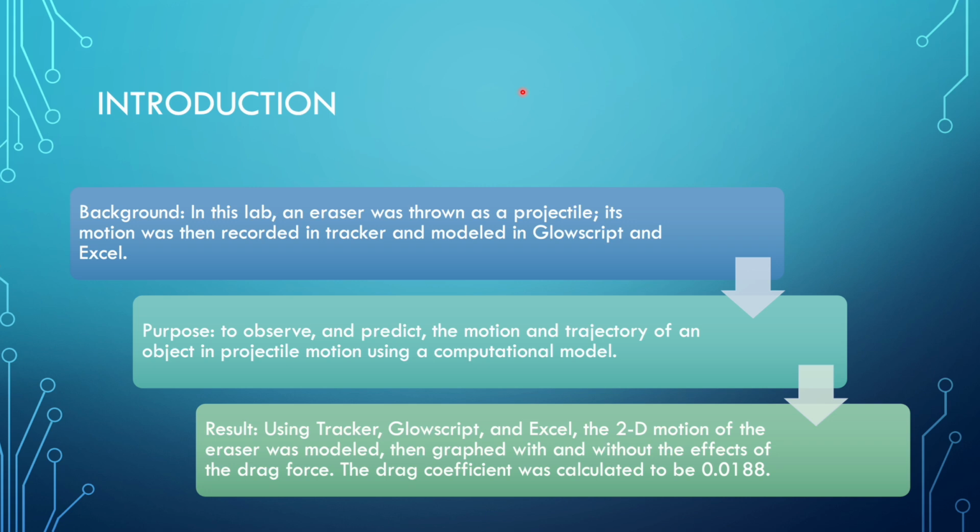So here's our introduction. For our background, we had an eraser and we threw it as a projectile. Then we recorded this motion in Tracker, the projectile motion, and we modeled it in both GlowScript and Excel. Our purpose was to observe and predict the motion and trajectory of this object, or eraser, using a computational model. We used our computational model in GlowScript along with Tracker and Excel to map the 2D motion. Then we found motion with and without the effects of drag force, and we calculated our drag coefficient to be 0.0188.